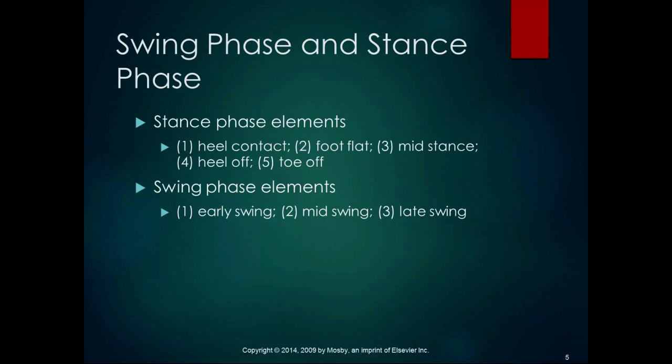So the elements of the stance phase are heel contact, foot flat, mid stance, heel off, and toe off. So we're contacting with the heel and we're rolling through the foot. The swing phase elements are early swing, mid swing, and late swing, so that's pretty easy. As we talk about gait next year, we will go into much more detail.